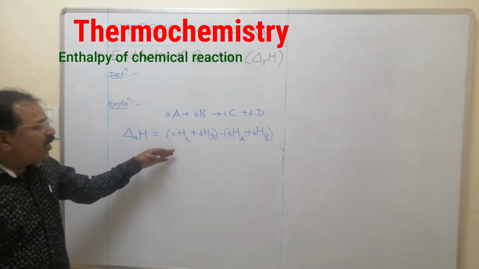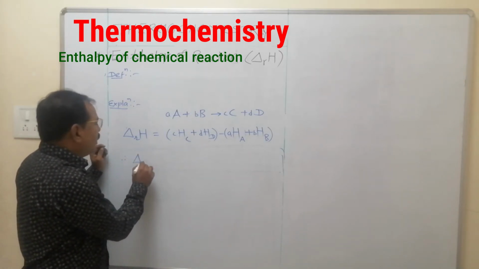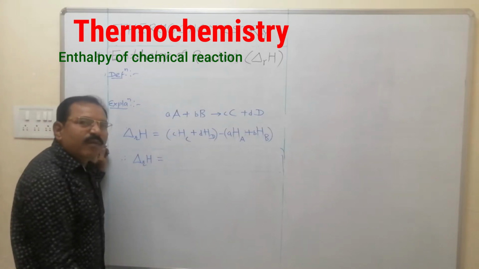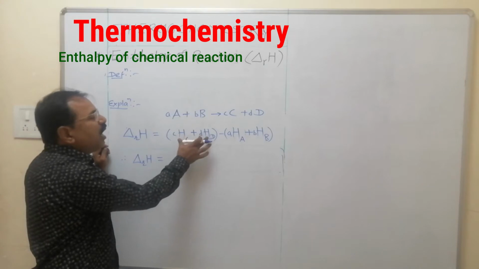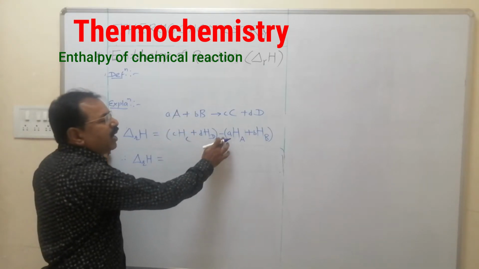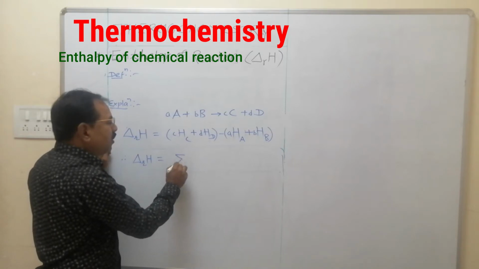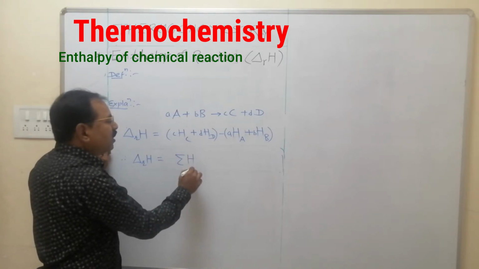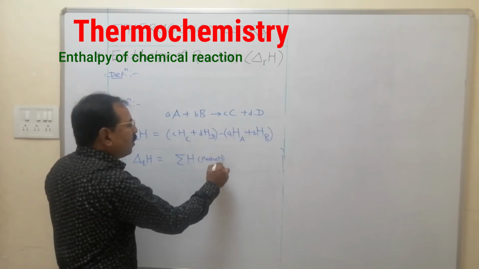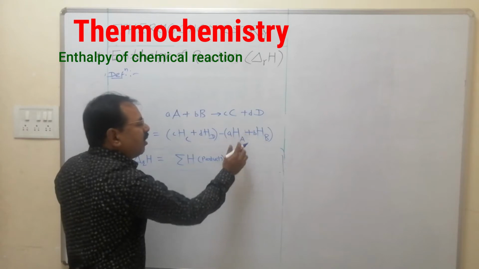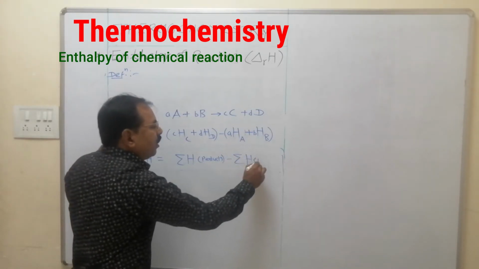Therefore, this equation can also be written like this: the enthalpy of reaction, or enthalpy of chemical reaction, is the summation of enthalpies of products minus the summation of enthalpies of reactants.